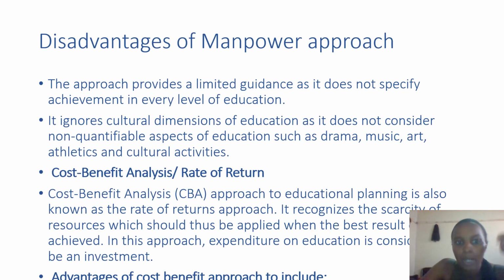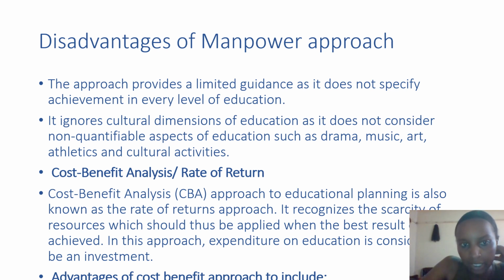Disadvantages of manpower approach. First, we find that the approach provides a limited guidance as it does not specify achievement in every level of education. It ignores cultural dimension of education as it does not consider non-quantifiable aspects of education such as drama, music, arts, athletics, and cultural activities, which also limits a lot of people who got talents on those sides.